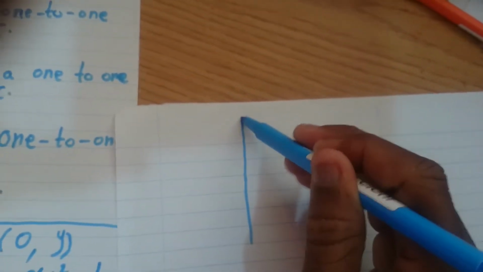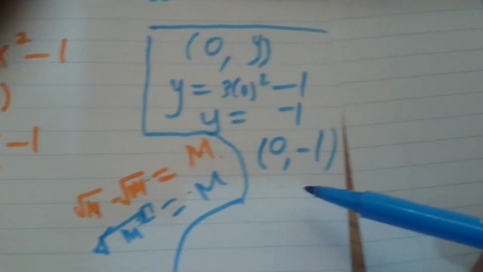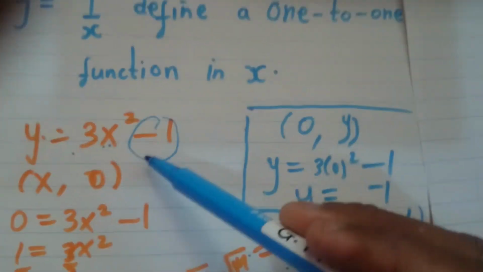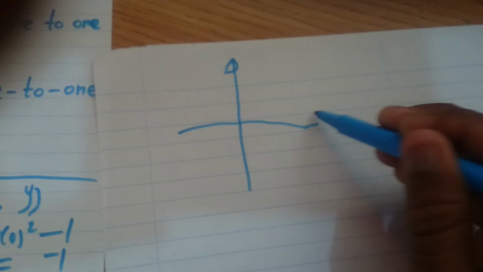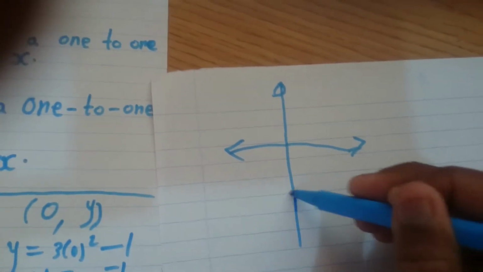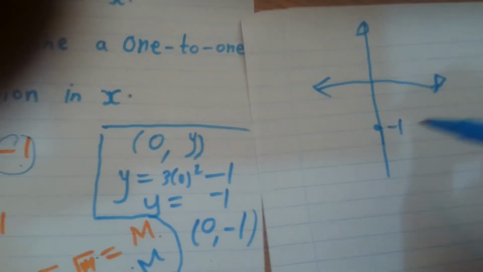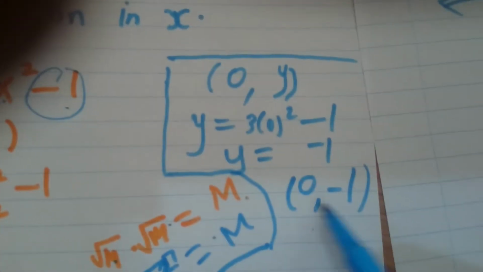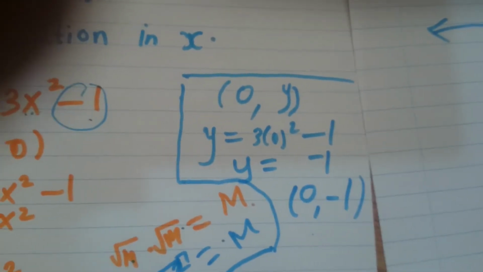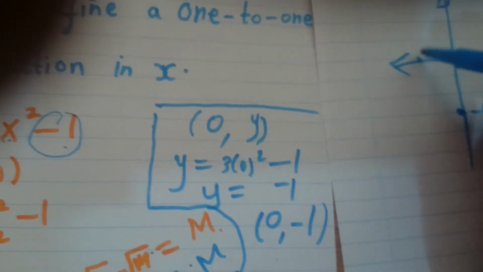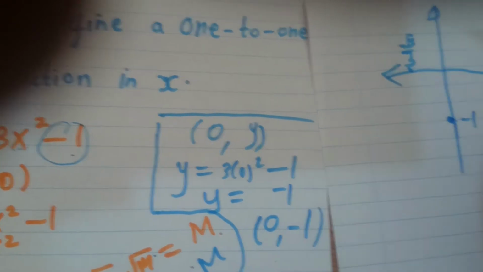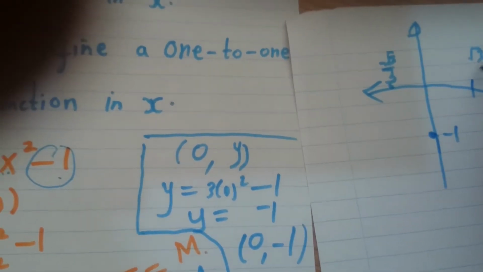So the y-intercept is equal to negative 1. You can see this is the y-intercept, when x equals 0. This is my Cartesian plane. The y-intercept is negative 1, and the x-intercepts are square root of 3 over 3, positive and negative. So when x is 0, y equals negative 1, and the x-intercepts are negative square root of 3 over 3 and positive square root of 3 over 3.